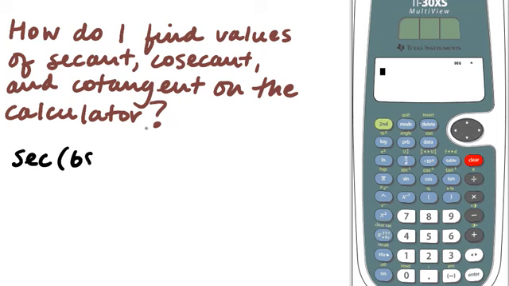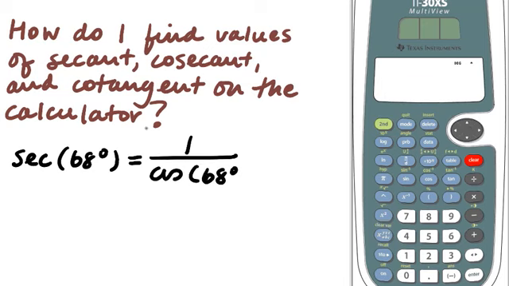secant of 68 degrees, something like that. Okay. Well, what you're going to have to do is say, well, secant is the opposite of cosine. So this is 1 over cosine of 68 degrees. And you're going to type it into the calculator just like that. Okay, 1 over cosine of 68 degrees. That's 2.669.